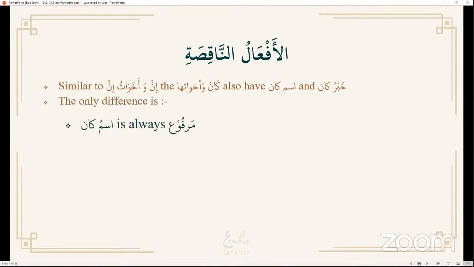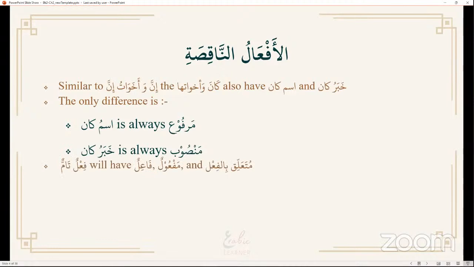The only difference is ismu Kaana is marfu. In the inna sentences, ismu inna is mansoob. Right? In the inna sentences, ismu inna is mansoob, but ismu Kaana is marfu. And khabaru Kaana is mansoob. In the inna sentences, khabaru inna is marfu. Okay? It is marfu. But here, khabaru Kaana is mansoob. That's the only difference. Right?